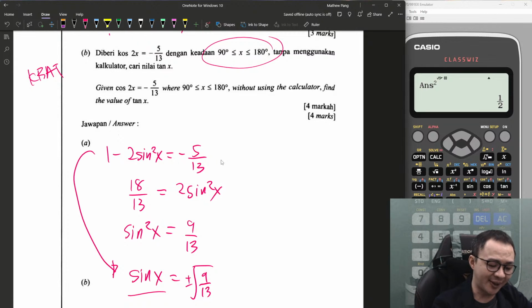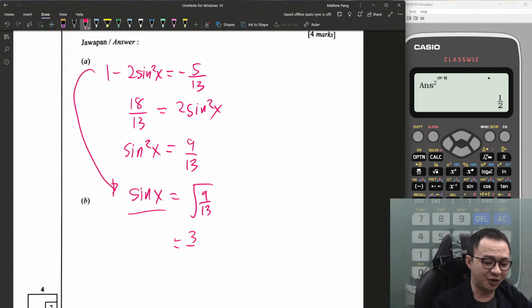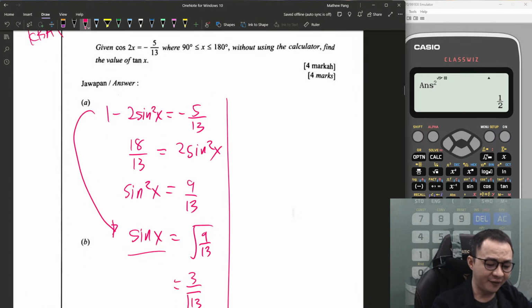Then I don't need to do plus minus because I know it must be plus. Okay, this one I can further simplify that 3 over square root 30. So right now, if I have this information, I can draw the triangle in the second quadrant.